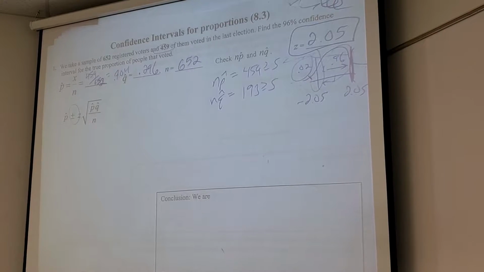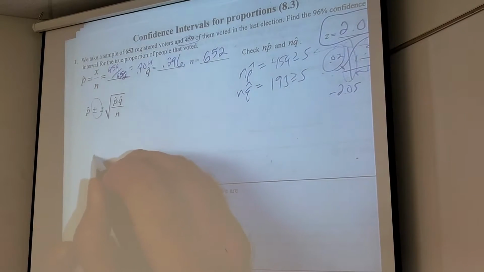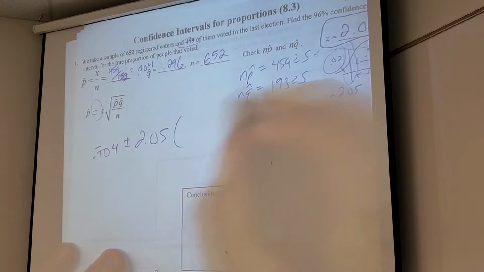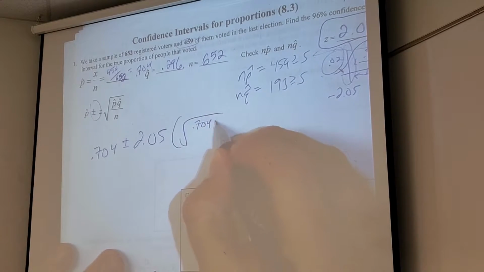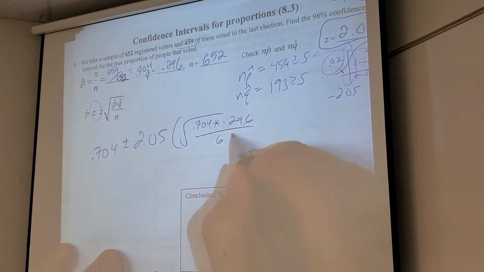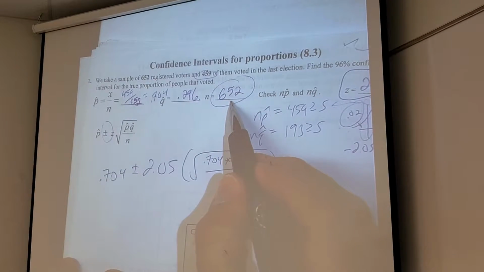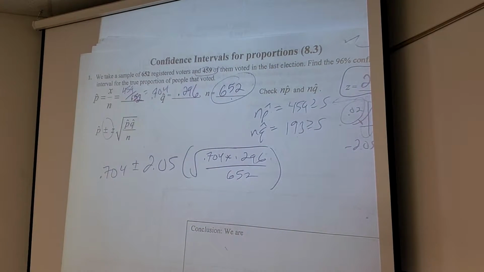And now we got everything we need. P hat, 0.704, give or take this many of these. I didn't need that. Oh well. 0.704 times 0.296 divided by. The other big mistake people make is they put the smaller number here, and that doesn't make any sense. N is always the total that I'm looking at. So N is always the bigger number.